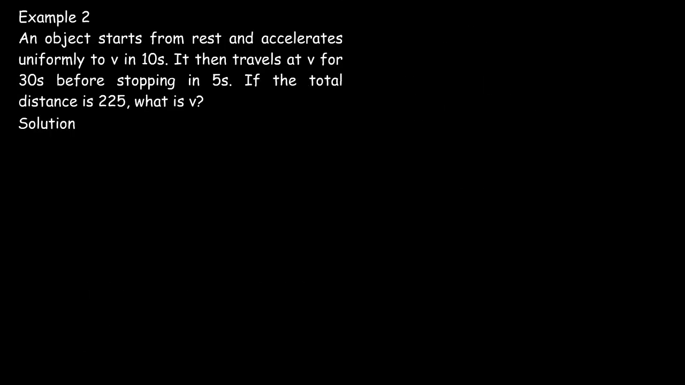Our second example states that an object starts from rest and accelerates uniformly to V in 10 seconds. It then travels at V for 30 seconds before stopping in 5 seconds. If the total distance is 225 meters, what is V? Now plotting our graph, noting our vertical and horizontal axis V and T. The first part states that it starts from rest and accelerates for 10 seconds. So indicating that on our graph, we get V and 10 seconds.